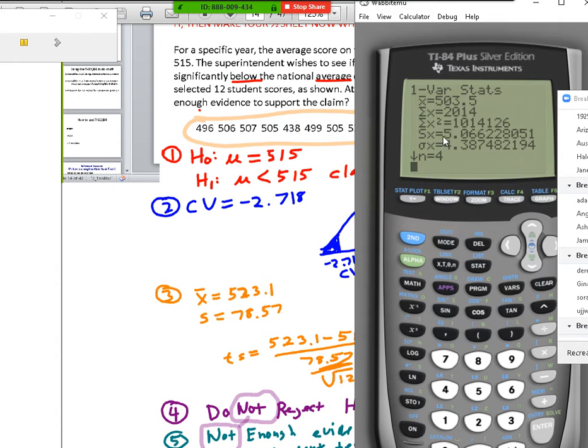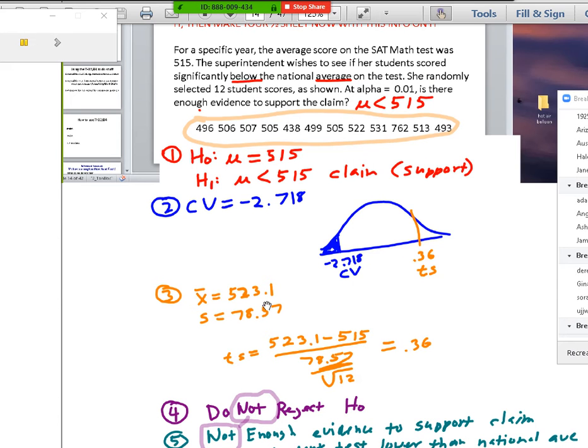So X bar, and it's going to give you S. Remember, this is a sample. You don't want sigma because it's not the whole population. The calculator doesn't know what's the whole population or not. You know it's a sample, so you're going to use S here. So you guys got X bar of 523.1 and S of 78.57. I just did 4 sig figs because I felt like it. If you rounded to 1 decimal place, it's probably okay. I have to have at least 3 sig figs, 4 is probably good along the way, but at least 3.